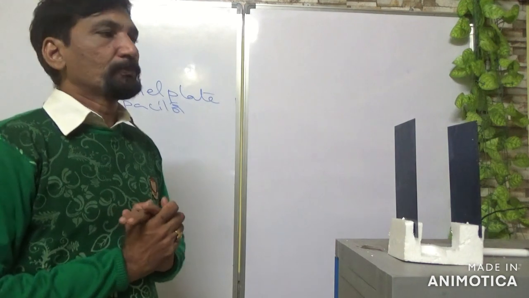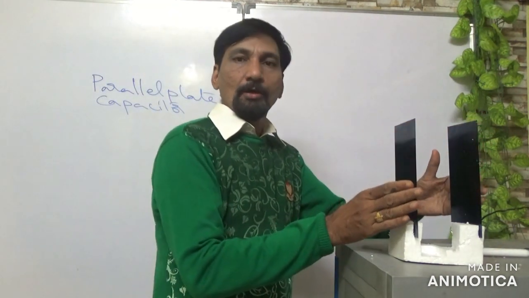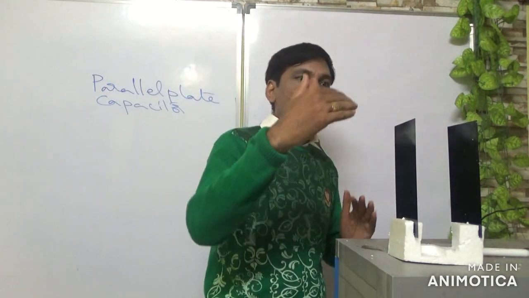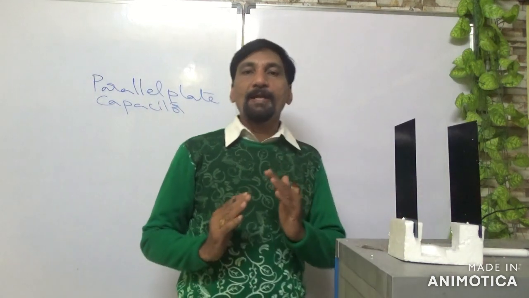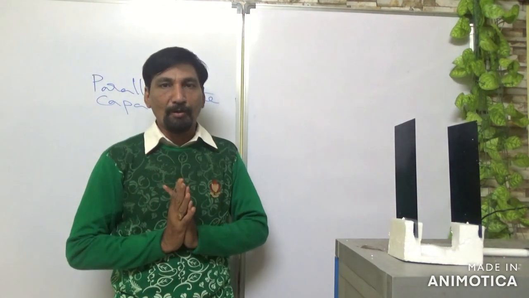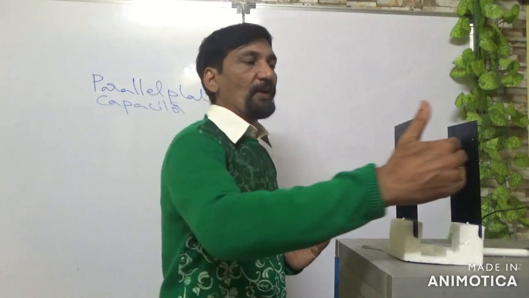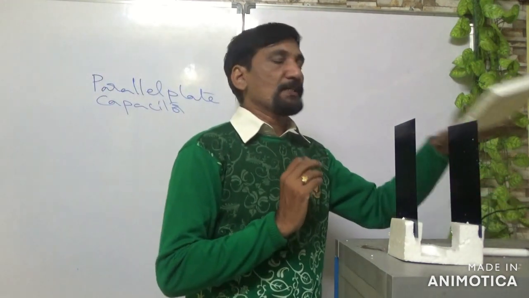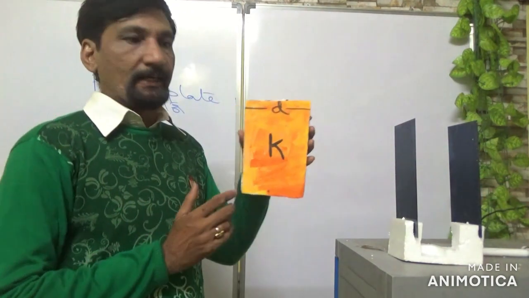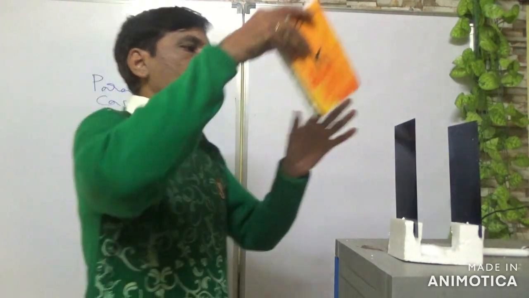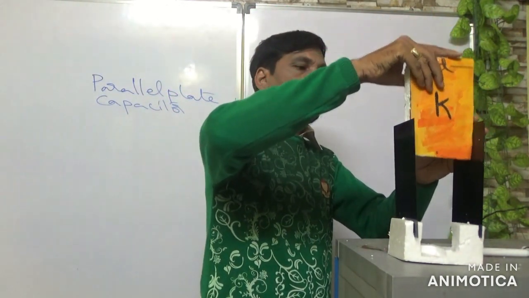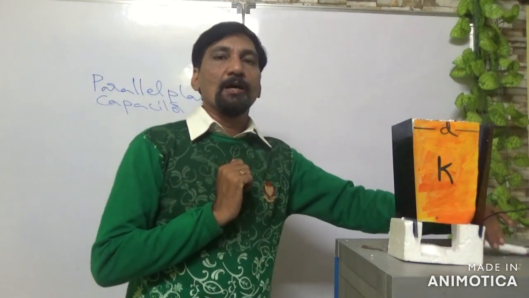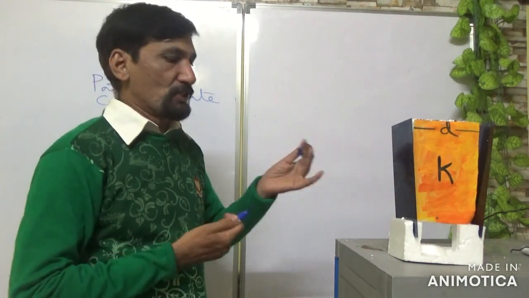The plates have uniform area, so the electric field between the plates is also uniform. Now let us introduce a dielectric of constant K between the plates, fully filled without leaving any gap. Now you want to know the effective capacitance.